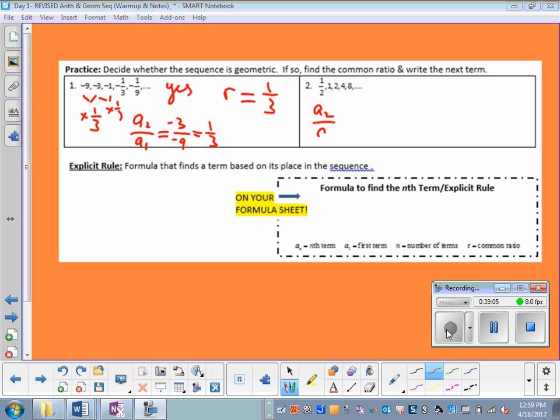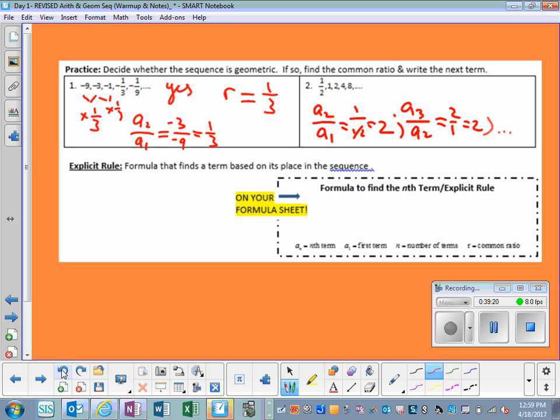A2 divided by A1 is 1 divided by 1/2, which is 2. A3 divided by A2 equals 2 divided by 1, which is 2. And we continue and continue. We check every single pair. 2 divided by 1 is 2, 4 divided by 2 is 2, 8 divided by 4 is 2. So the answer is yes, and R equals 2.